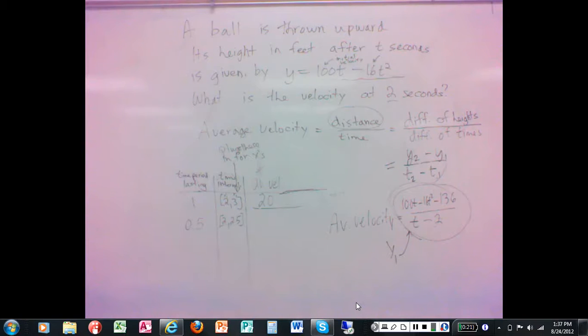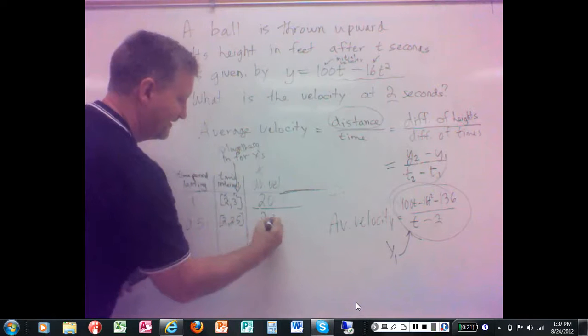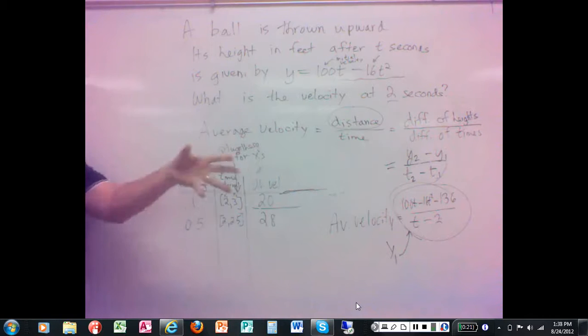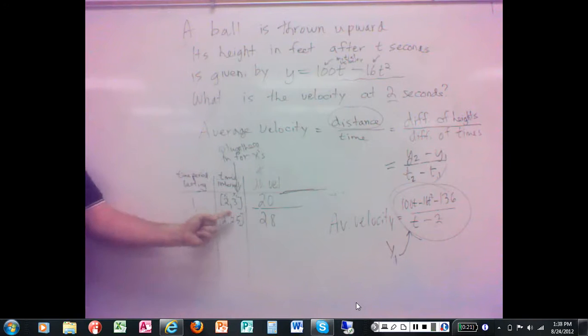All right, so I did the 3. Let's check it though. 3, yeah, I get 20. 2.5, what do you get? What do you get? 28, yeah. Okay? That's what I got. Just making sure. Okay, so let's go. We're trying to get an instantaneous velocity, a velocity right at 2. So I got closer into 2 here. So let's get a little closer.